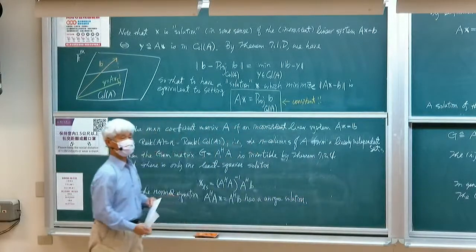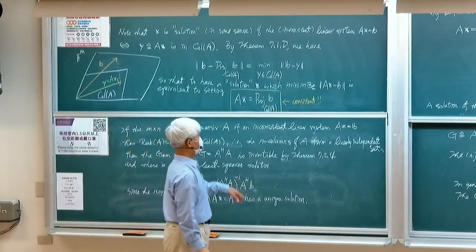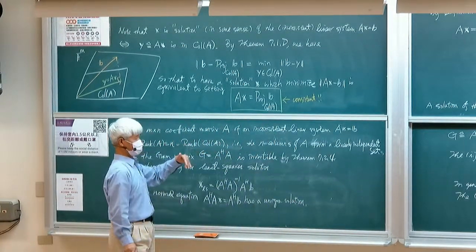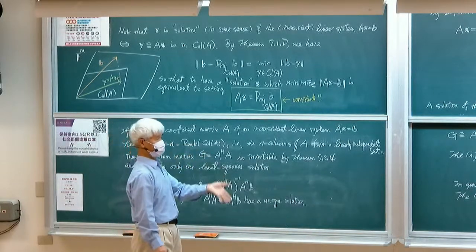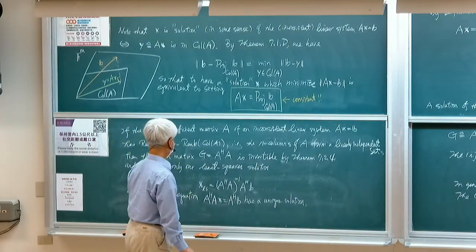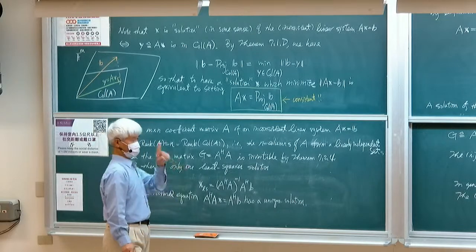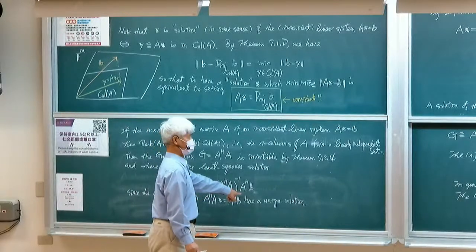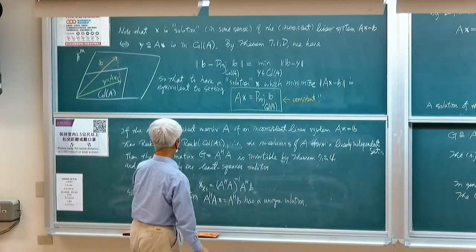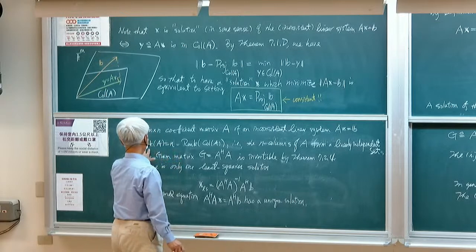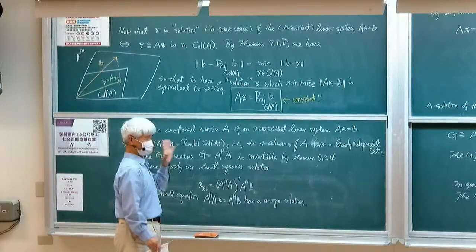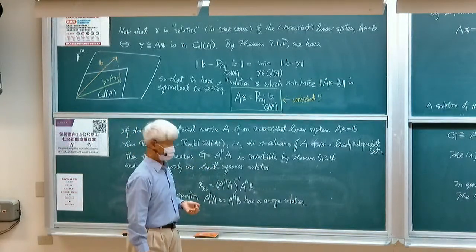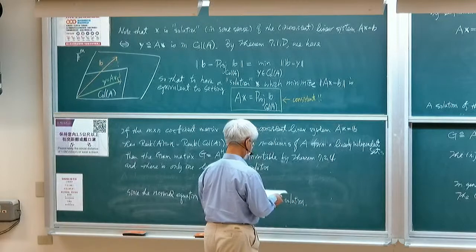Okay, so if the rank of A is equal to n, the number of columns of A, then we have a unique least squares solution. Of course, if this is not the case, if the rank of A is less than n, then you will have infinitely many solutions, so it's not unique.